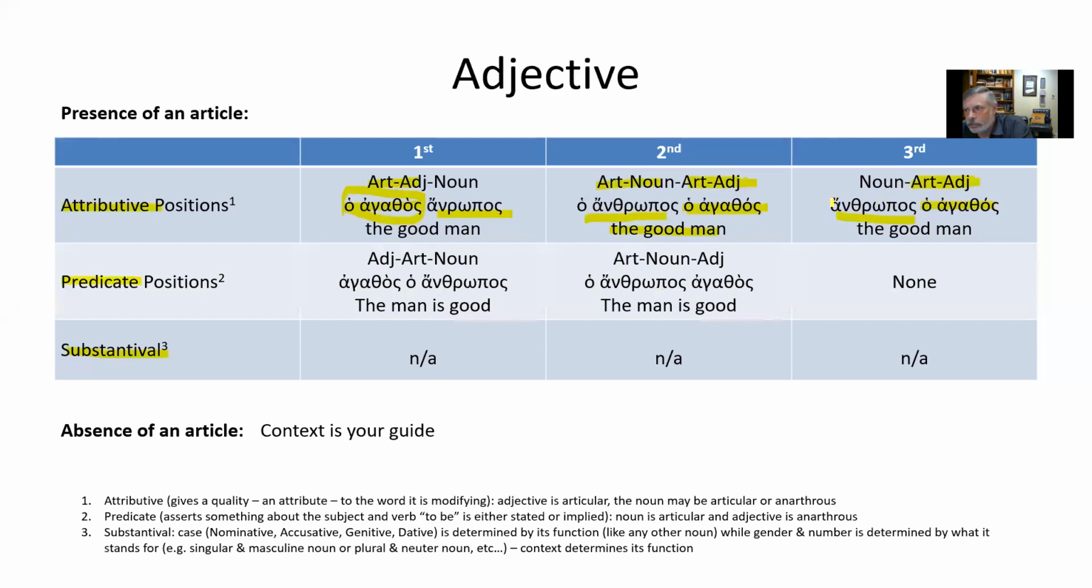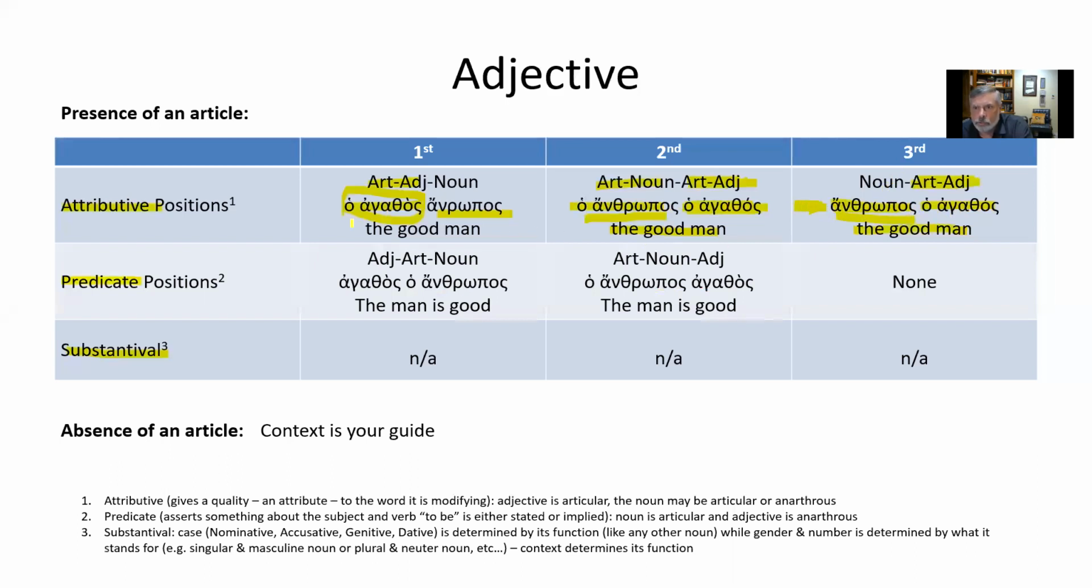But the noun comes before the article with the adjective, except there is no article associated with the noun. So here we have anthropos being modified by ho agathos. Here we have the noun first, without the article, and ho agathos. And this is called a third attributive position. And it means the exact same thing, the good man. It's just in a different position.